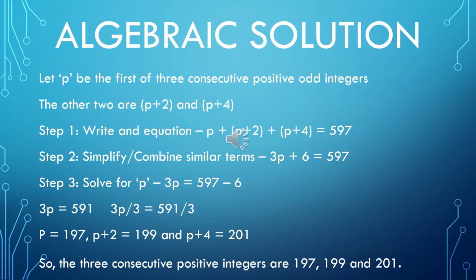The other two can be found by adding plus 2 and plus 4. So we have 199 and 201 respectively. So the three consecutive positive odd integers are 197, 199, and 201.